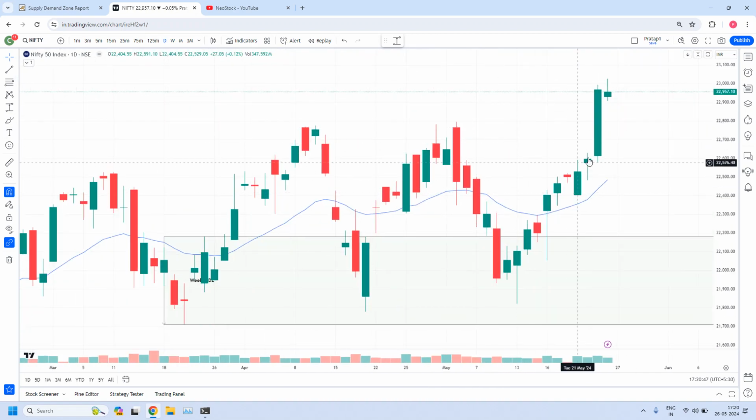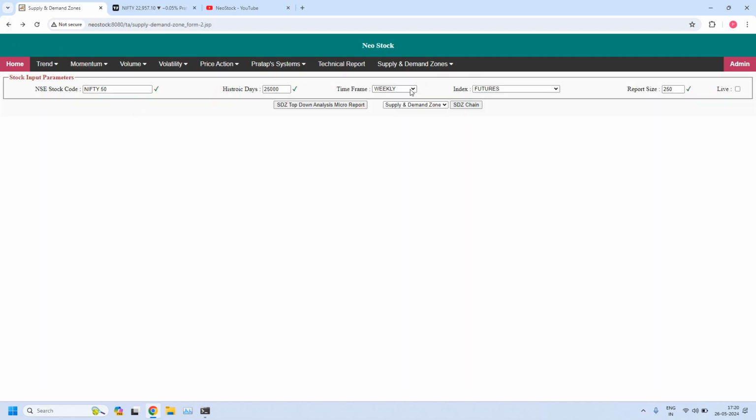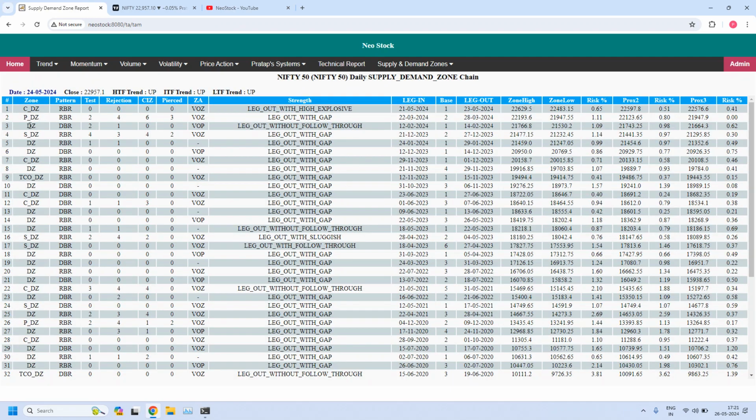Here we have a rally base, rally daily zone is there, but let us generate with the help of supply demand zone. I am changing the time frame to daily and generating the supply demand zone chain in daily time frame. Okay, now daily zone is generated and this is a high liquidity demand zone, daily demand zone.